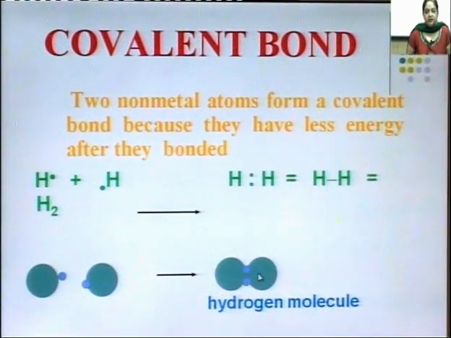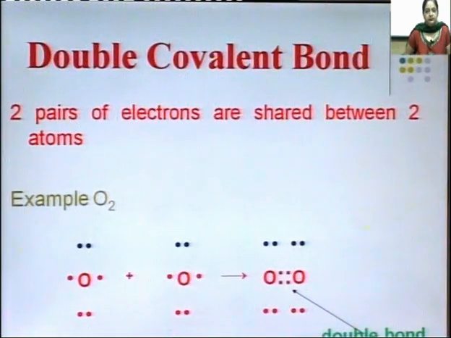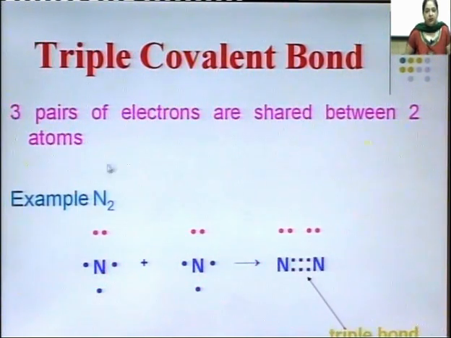Because they have less energy after they bonded. Two pairs of electrons are shared between two oxygen atoms, forming a double bond. Triple covalent bond in nitrogen: three pairs of electrons are shared between nitrogen atoms, forming a triple bond.